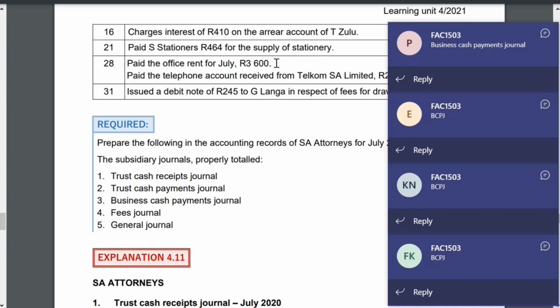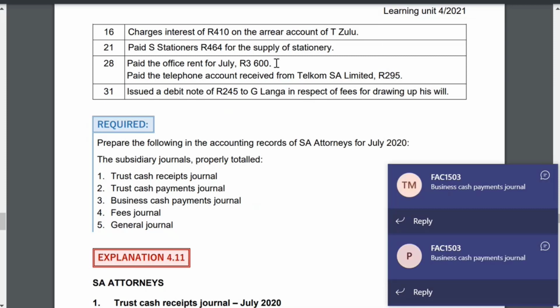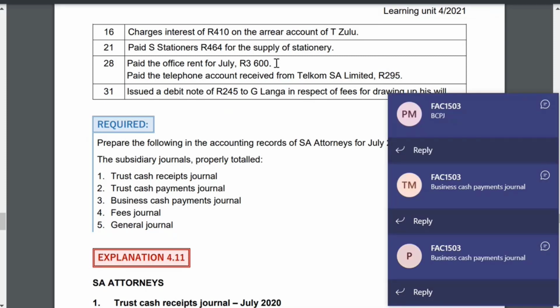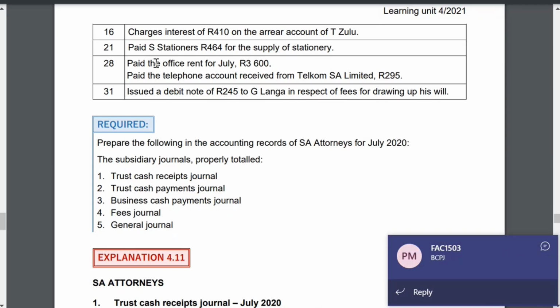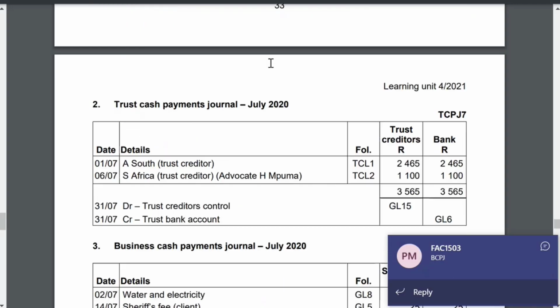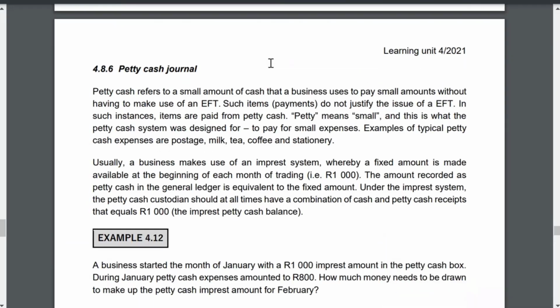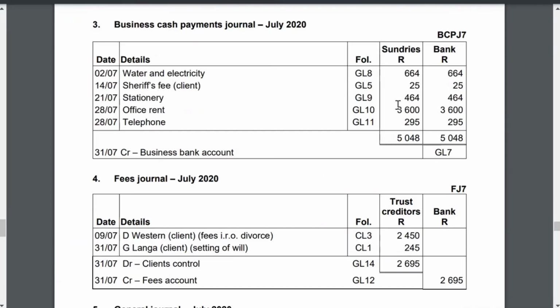Faith, business cash payment journal. Garabo, business cash payment journal. Elisha, business cash payment journal. Bali, business cash payment journal, and Tepiso, business cash payment journal. Well done, guys. This is the cost of running the business. So this is the office rent, which is paid by SA Attorneys. So 3,600, it is business cash payment journal.